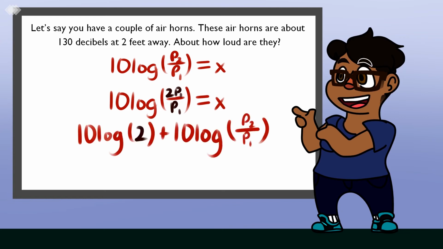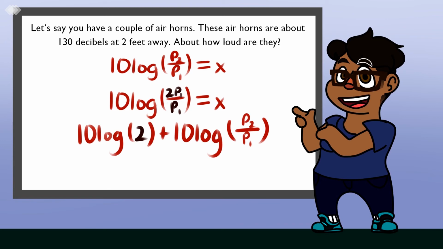This leaves you with 10 log 2 plus 10 log P2/P1. That 10 log P2 over P1 becomes 130 decibels because that's how loud the air horns are. The reason that is replaced is because that's basically your sound intensity. They already gave it to you.